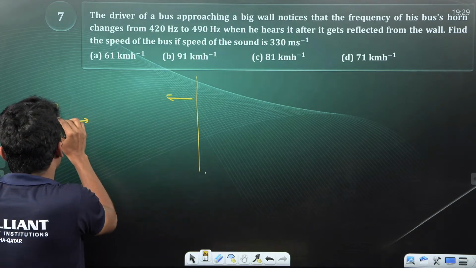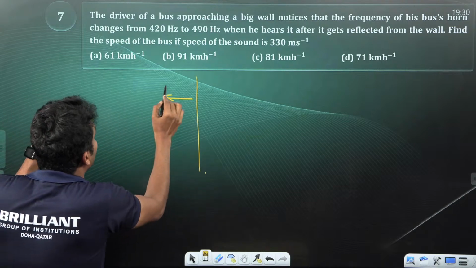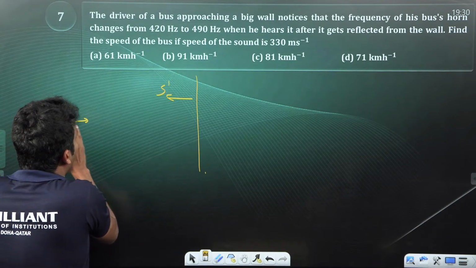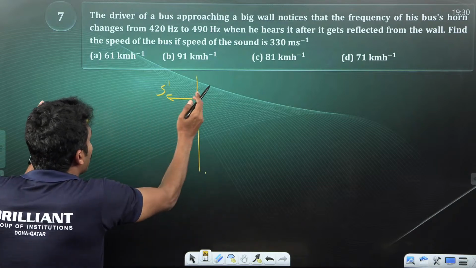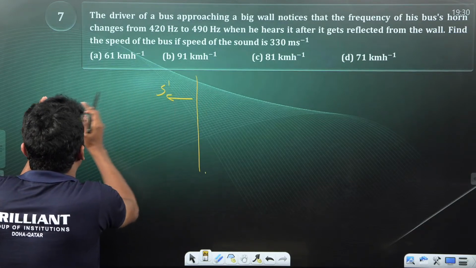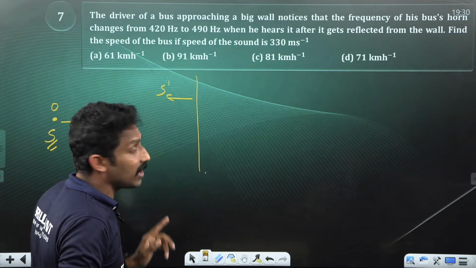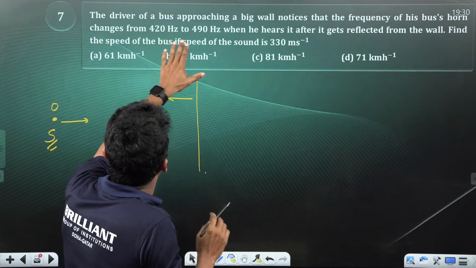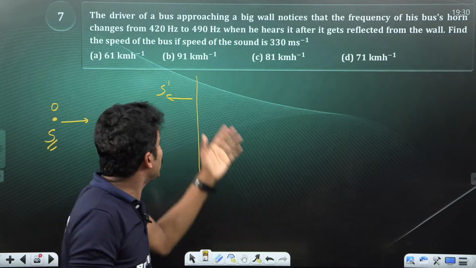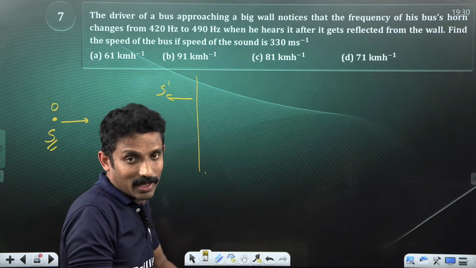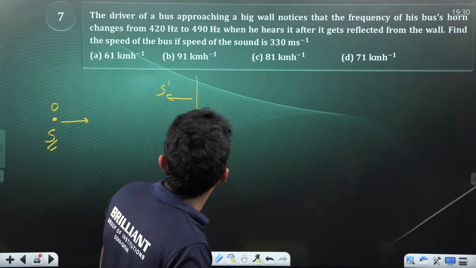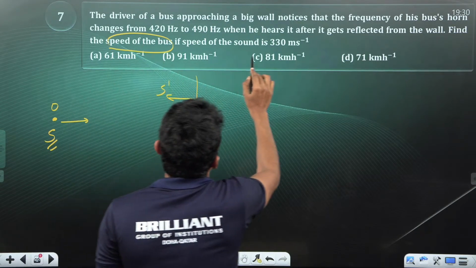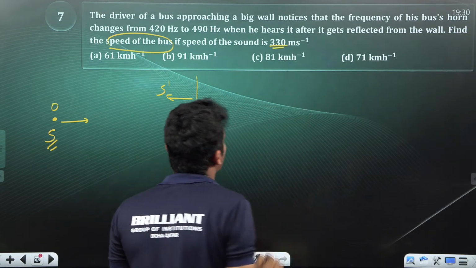Now for this observer, you consider the wall as the source, because the sound wave is coming and hitting the wall and reflecting, and this reflected sound wave is heard by the observer. Now he feels that 420 Hz is 490 Hz. This is the Doppler effect. Now the speed of the bus is asked, if the speed of sound is 330 meter per second.